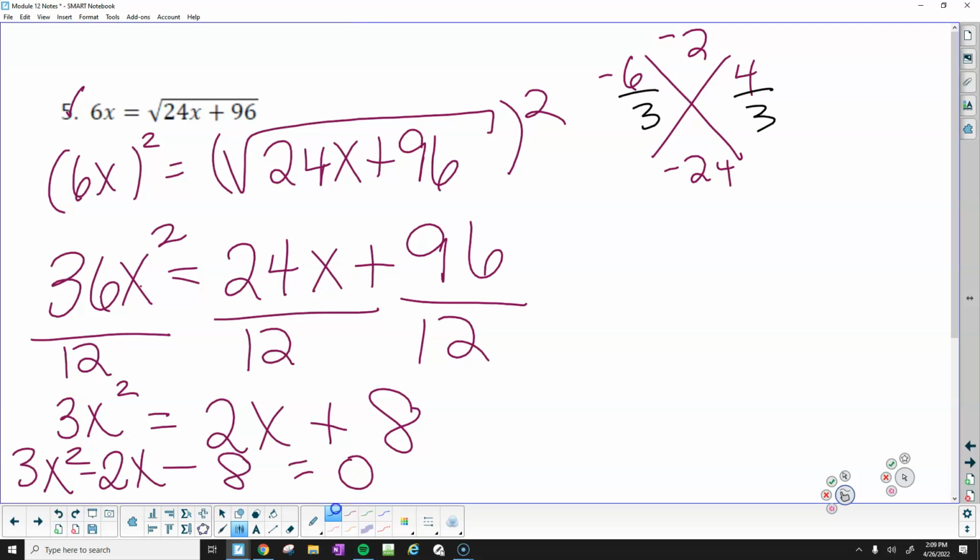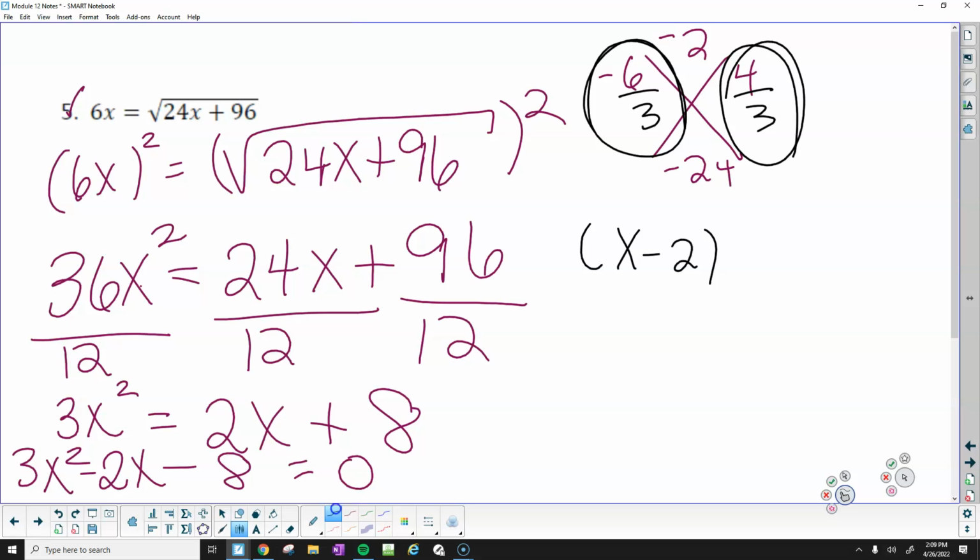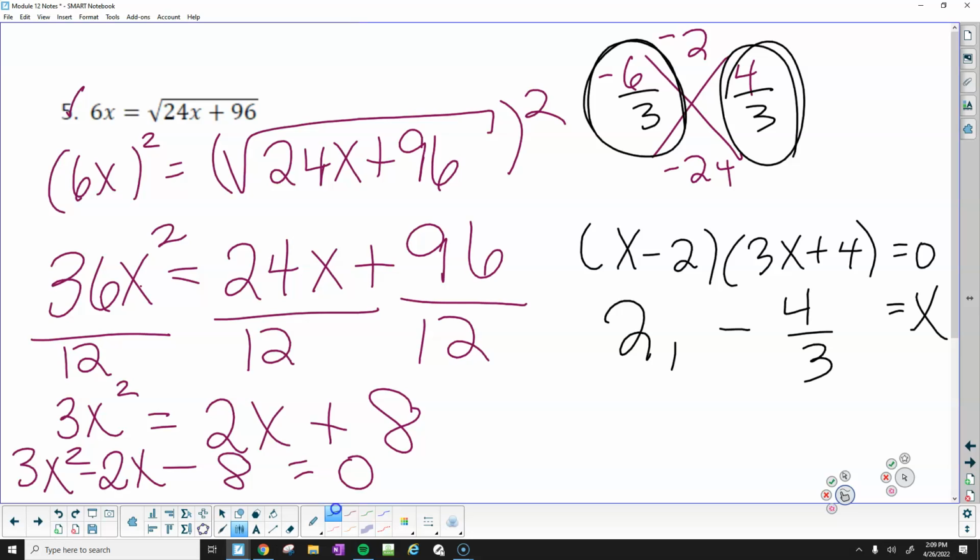Alright, so here's our factors. This right here, that's negative 2. This right here, remember when it doesn't simplify, the bottom number goes in the front. 3x plus 4. Cool. And then y'all know what x is. It's just the opposite signs of those. So x is going to equal a positive 2 and a negative 4/3.